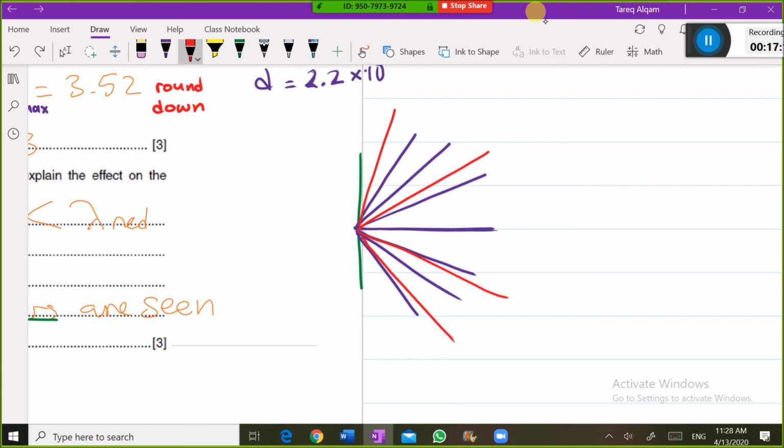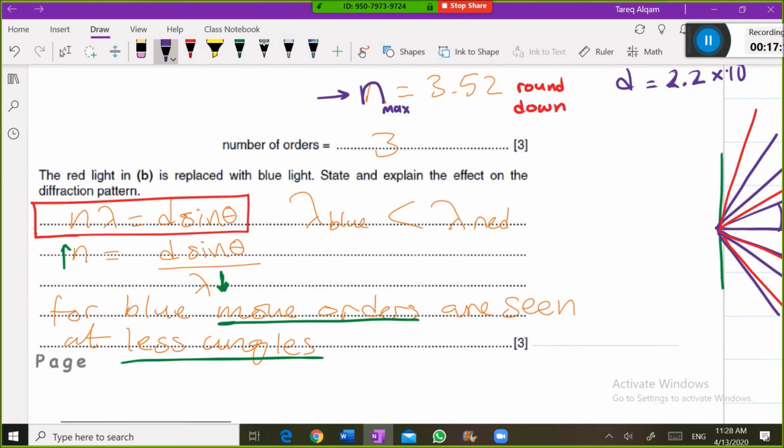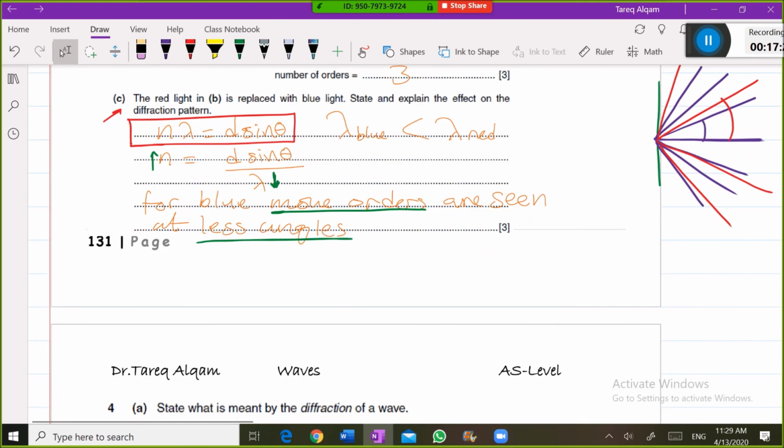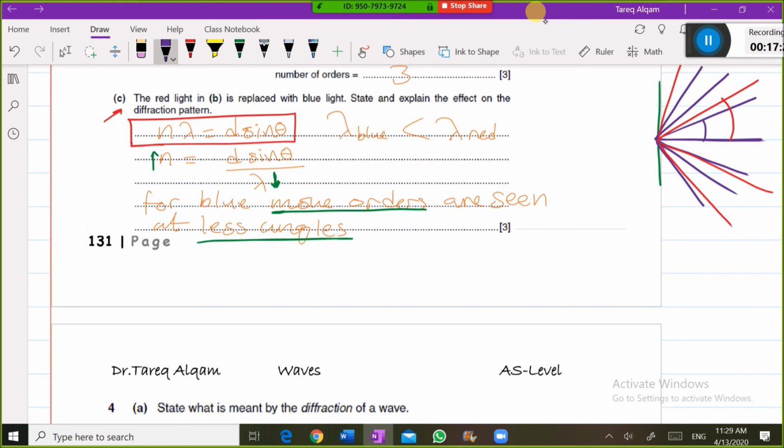This angle for the first order, let's say, is greater than this angle for the first order, but for the blue. So if I have more orders, they will be diffracted at less angles, right? Or they will have less angular position for the same order. Okay, this is the first mark. This is the second mark. This is the third mark.